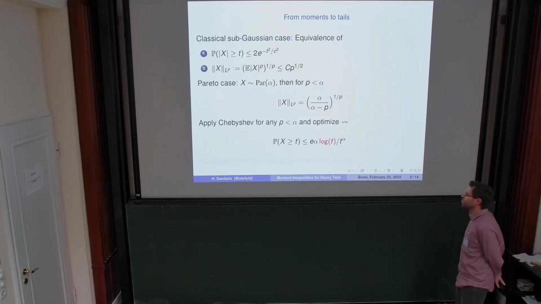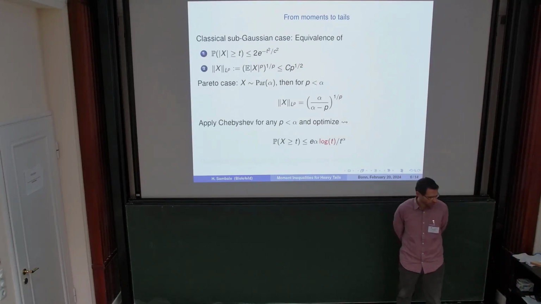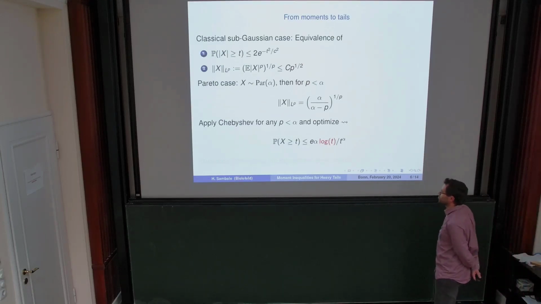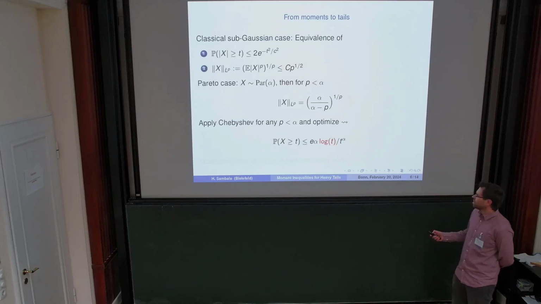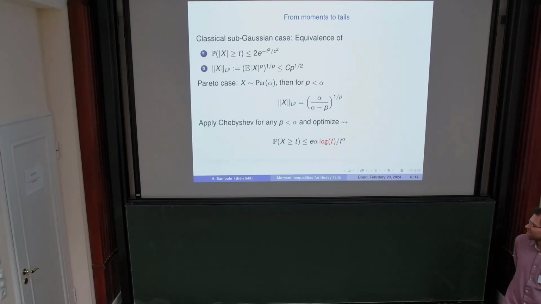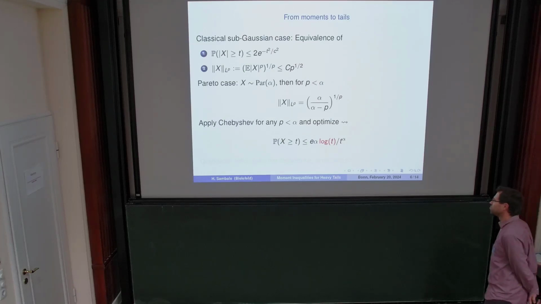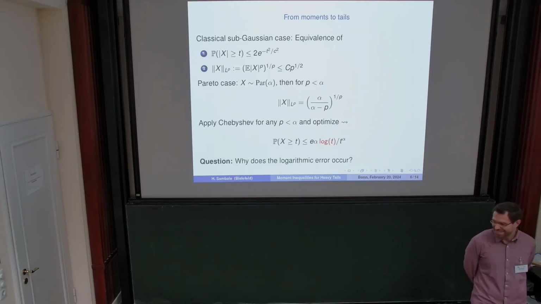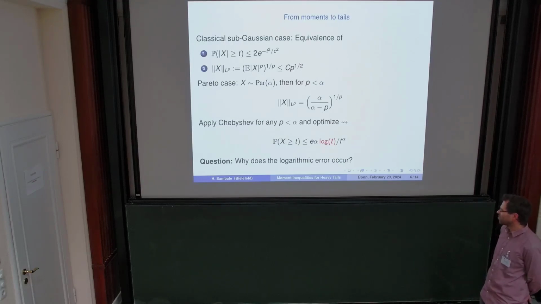And now if you want to go back to the tails, what could you do? Well, typically just apply Chebyshev for any p and optimize the whole thing. And what do you get then? Well, here you have some constant in front, which does not have to interest us. And here you have this 1 divided by t to the power of alpha. But then some logarithm appears. Yeah? So, well, strangely, in some way, you do not get back the tails you started with, but there's some logarithmic error which occurs. And this was the first thing we thought about.